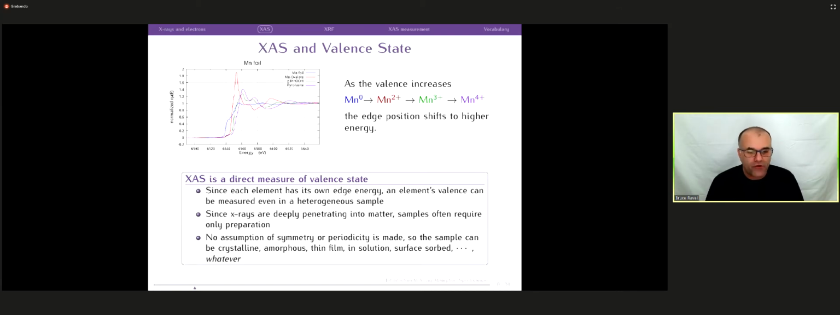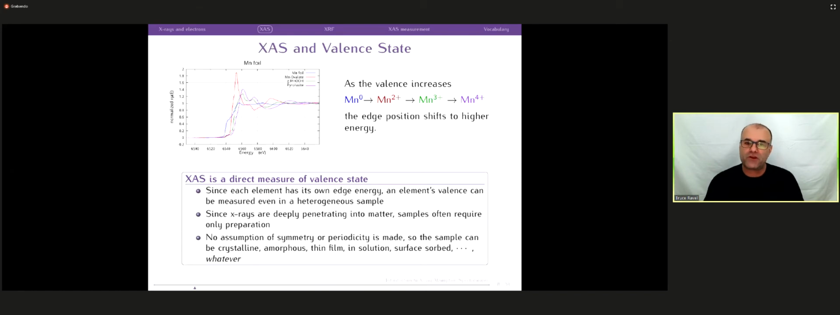Now, another cool thing is that because X-rays can penetrate deeply into matter, it's often not very challenging to make your sample. The example I'm going to show way at the end of the talk, all I've done is gathered up some material and sort of packaged it between two pieces of tape to hold it together, and the X-rays go right through the tape and right into the sample. So it's often very easy to make these samples.